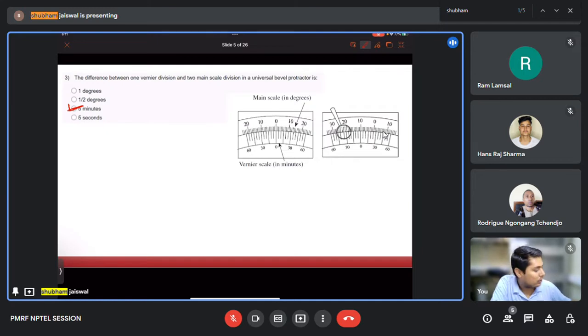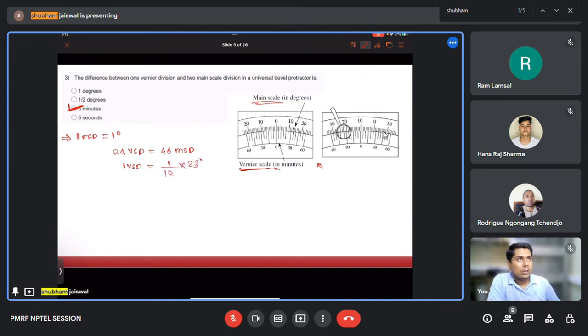So if you can see the scale here, this one is our main scale, and this one is our vernier scale. One main scale division is equal to 1 degree. As we can see from this image, if you count the division from 0 to 60 on both sides, it comes out to be 24 vernier scale divisions, equivalent to 46 of main scale division. So one vernier scale division comes out to be 1 of 23 degree.